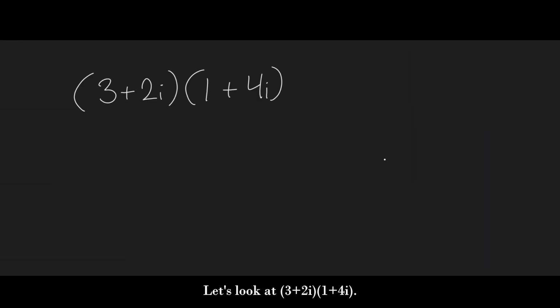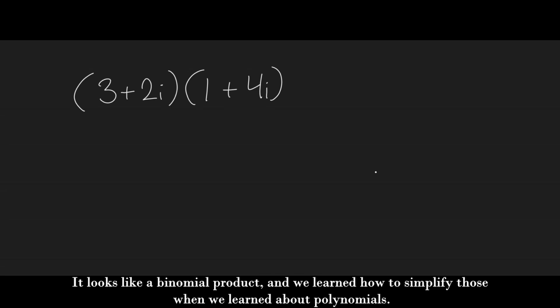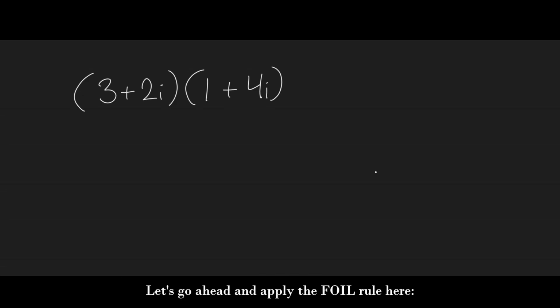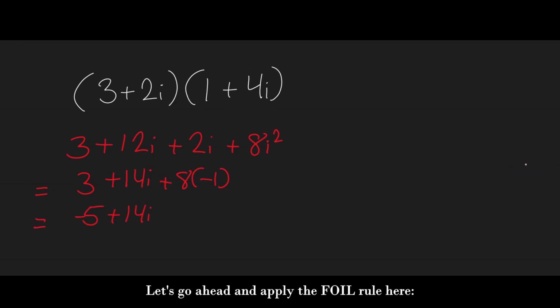What happens when the real part isn't 0? Let's look at 3 plus 2i times 1 plus 4i. Does this look familiar? It looks like a binomial product, and we learned how to simplify those when we learned about polynomials. Let's go ahead and apply the FOIL rule here. 3 plus 12i plus 2i plus 8i squared equals 3 plus 14i plus 8 times -1, which equals -5 plus 14i.